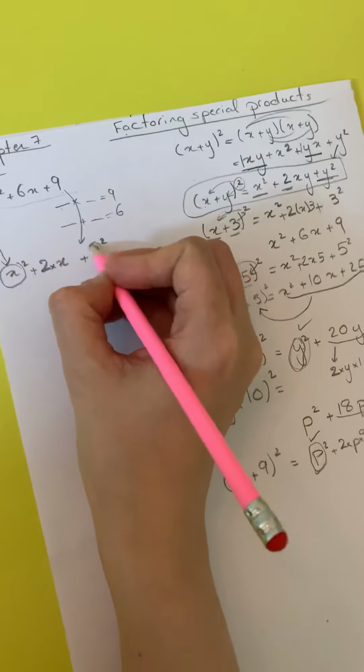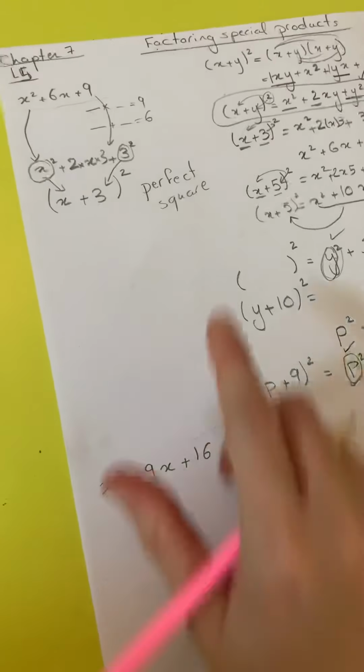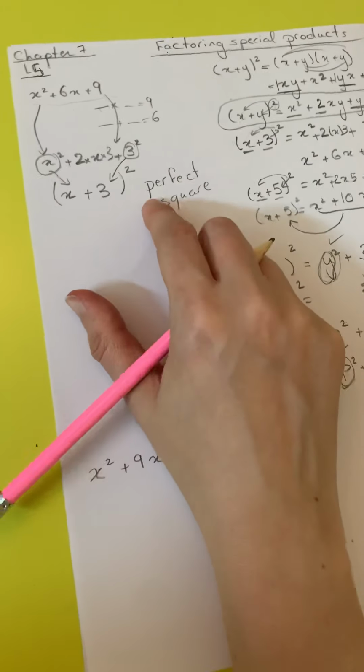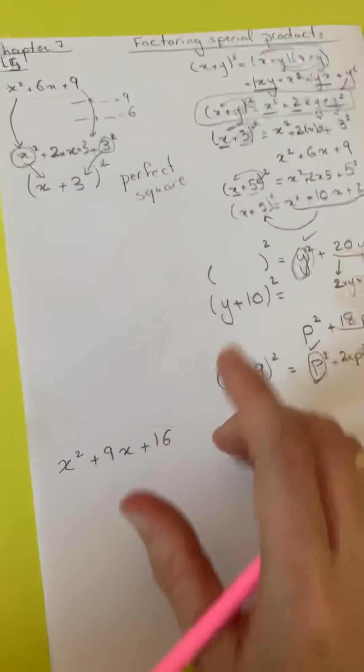Okay? Let's try another example. They will ask you, for example, determine whether a trinomial is a perfect square or not. For example, they will give you x power 2 plus 9x plus 16. And they will ask you, is this a perfect square? Yes or no?